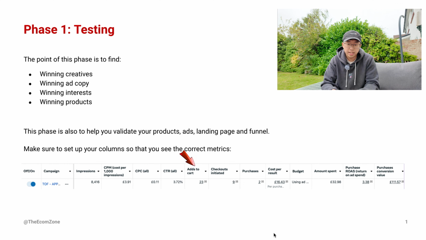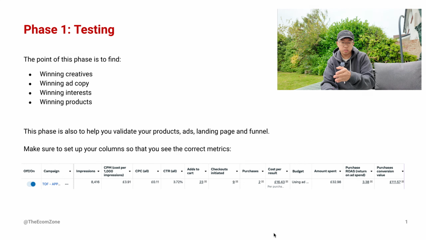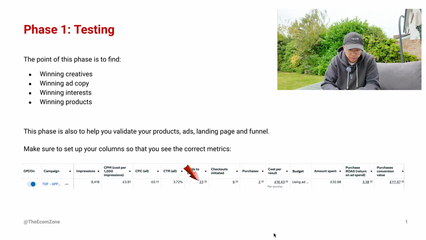The next 3 are add to cart, checkout initiated, and purchases. This way you can see the funnel where people are dropping off, right? Here I got 23 add to carts, 9 checkouts, and 2 purchases. For my ad account, it only really tracks 50% of my sales, so this isn't actually that accurate. And cost per result, for me, is £16.43.